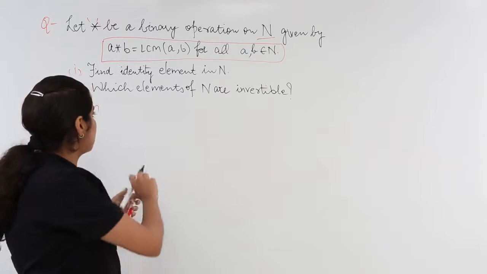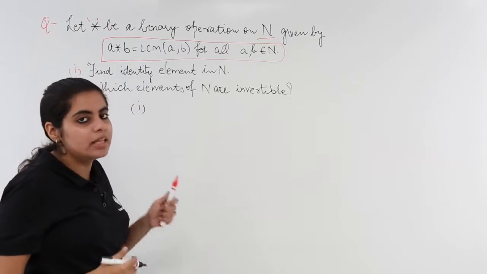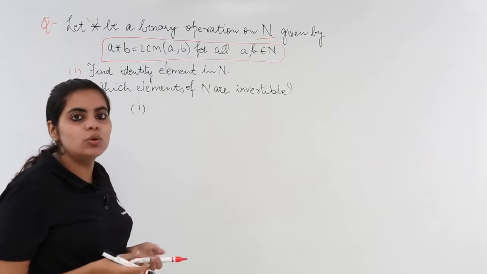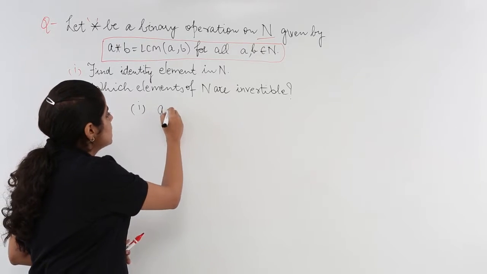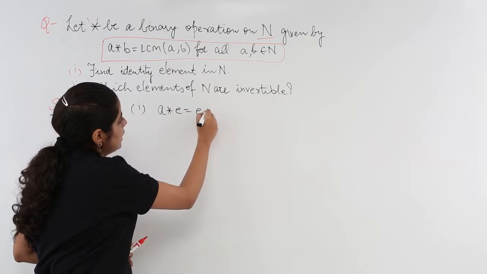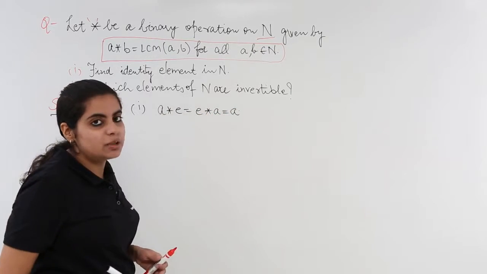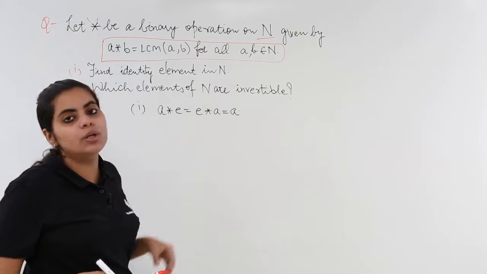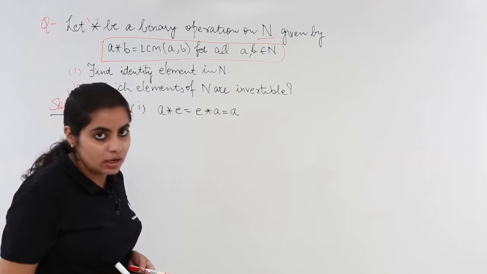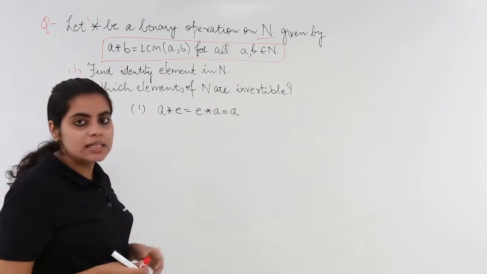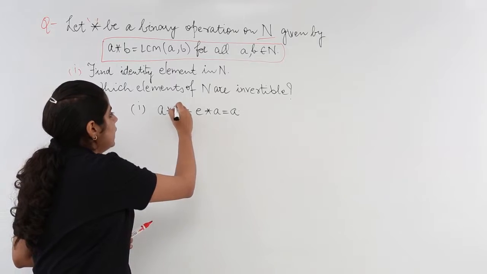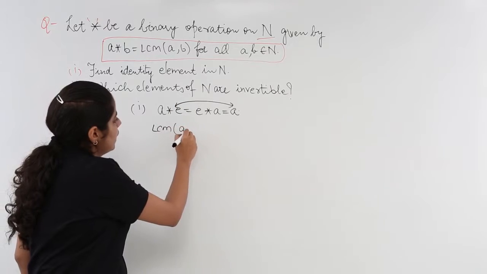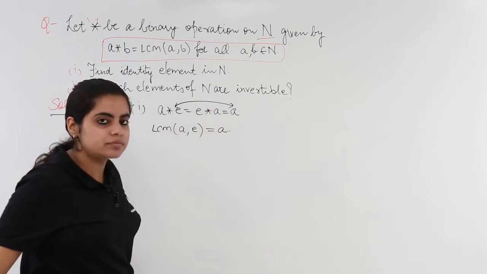Let's get started by solving the first part of the problem first and then the second part later. The first part asks me to find the identity element. I know the formula for identity element: a star E is equal to E star a is equal to a. That means E is an identity element which, when operated with a, does not produce any change in the value. Now the operation is given as LCM of the two things. So I write LCM of a, E is equal to a.